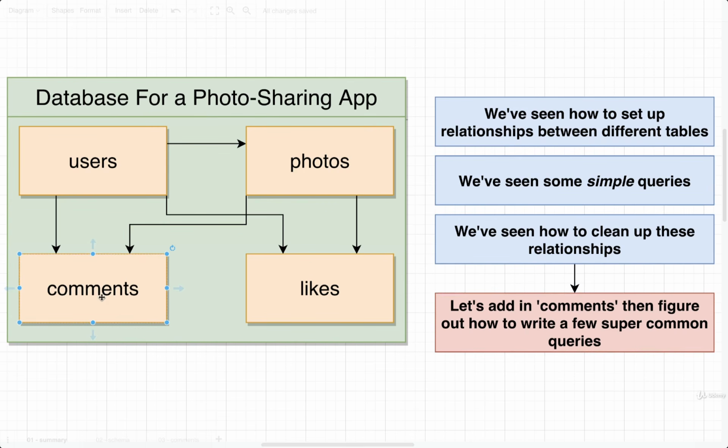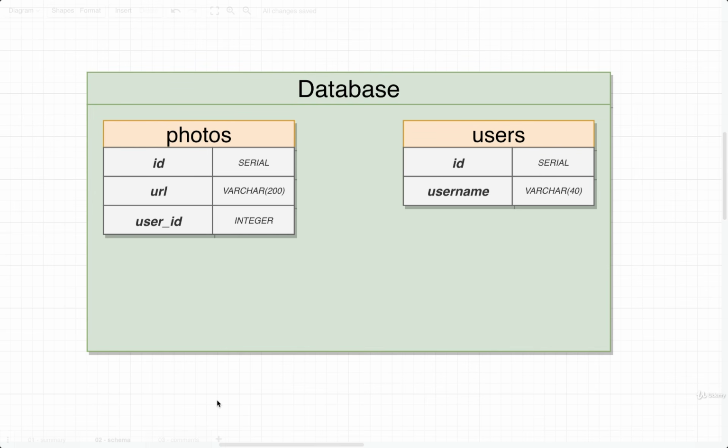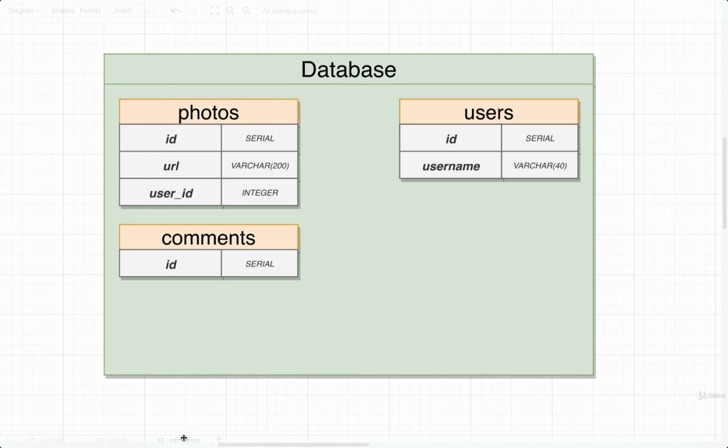All right, so to get started, we need to add in this new comments table. Here's the structure of our database right now. You'll notice I've changed this diagram a little bit. We'd refer to this as a schema diagram, and it shows you the structure of our database. So we've got our table of photos and our table of users. Photos has ID, URL, and user ID, and those are the respective types, and users right now just has an ID and a username.